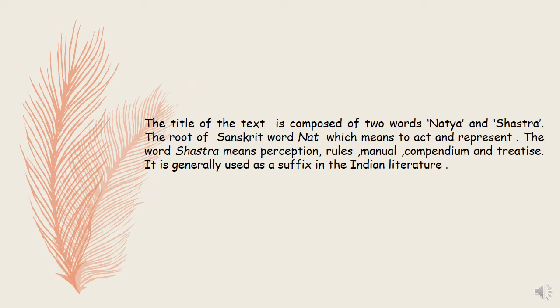We know that the title of the text, Natya Shastra, is composed of two words. One is Natya and the other is Shastra. We also know that the Sanskrit word Nat, from which Natya has been borrowed, actually means to act and to represent. And Shastra means rules, manual, or compendium and treatise. So it is usually used as a suffix in Indian literature. We have many books which have Shastra as the suffix.